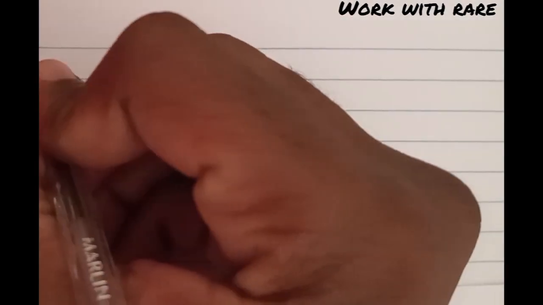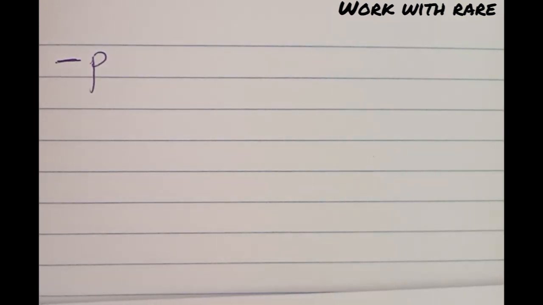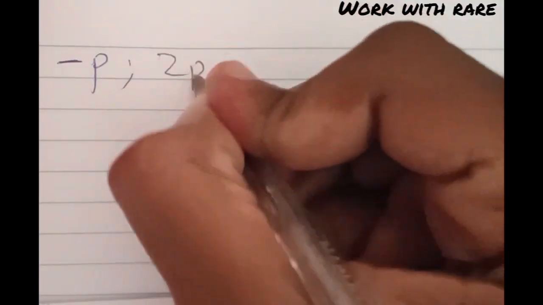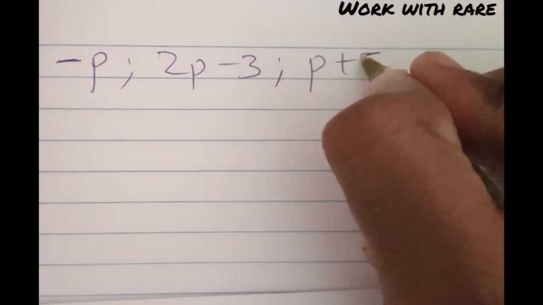Okay, so right now I'll do the last question of arithmetic sequence. Okay, so this one we are given our sequence in letters like this. So it's negative 1 minus p. It's our first term. Our second term is 2p minus 3. And our third term is p plus 5.